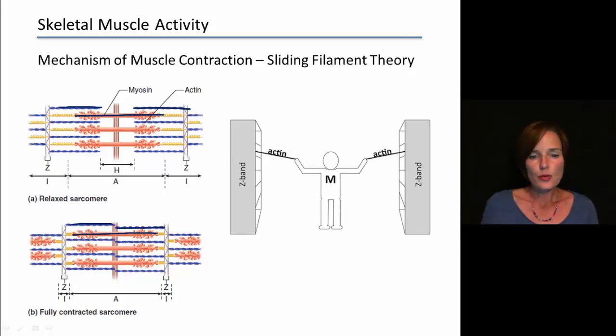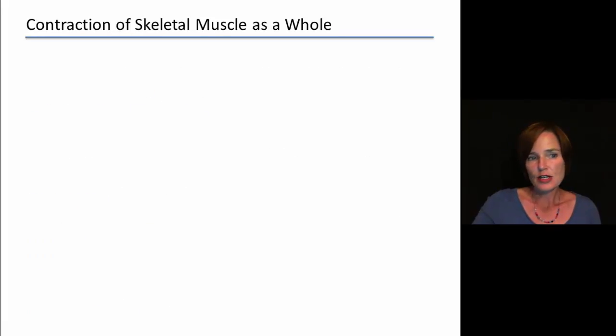So this is another way to look at it. The myosin is like the man in the center, and the myosin is pulling on the actin. And when we pull on the actin, we will see those bands that we saw in the cells actually move closer together. That's the process of contraction.